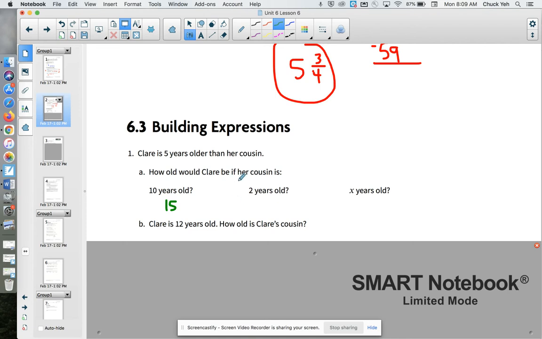Right? How old would Claire be if her cousin is 2 years old? 2 plus 5 is 7. What about X years old? Wouldn't it be X plus 5?